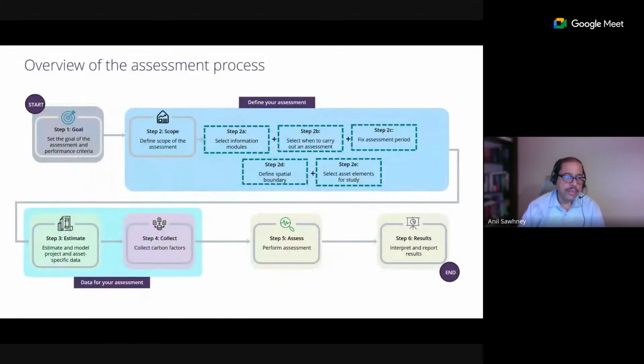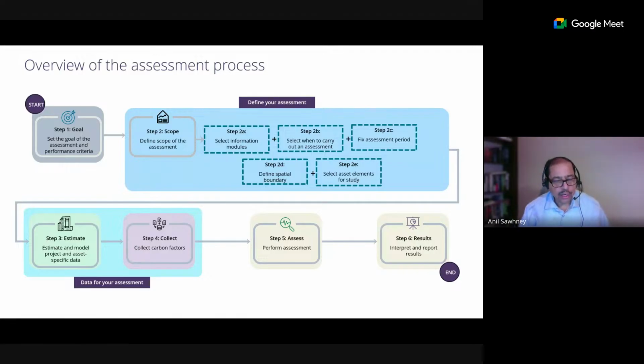Okay, so how do we carry out an assessment? You have an infrastructure project. You have been made the leader to run an assessment on that infrastructure project. Big picture, how would you go about carrying out that assessment? So this flow diagram shows how the assessment is carried out.